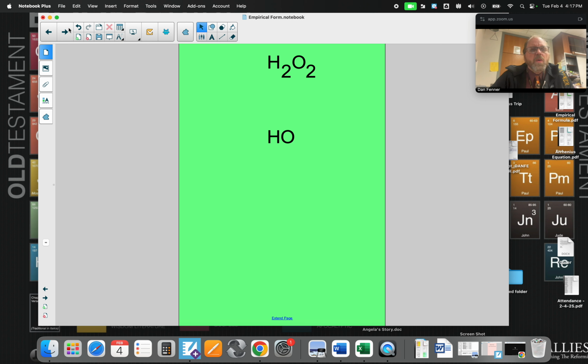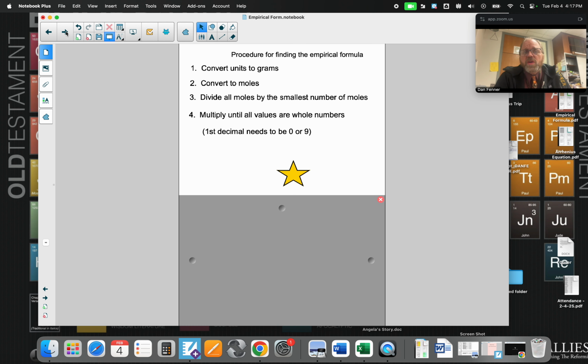All right, so the process for doing empirical formula. What we're going to do here is convert the units to grams. Then we're going to convert to moles, because that way it's a unit of chemical reactions. Then we're going to divide by the smallest number. The reason we do that is so it's a whole number ratio. And then we multiply till all numbers are whole numbers. And by whole numbers, we need that first decimal to be either a 0 or a 9.